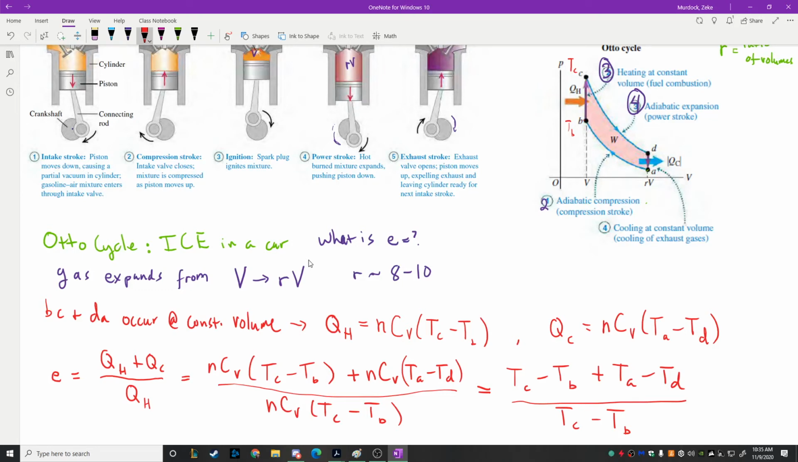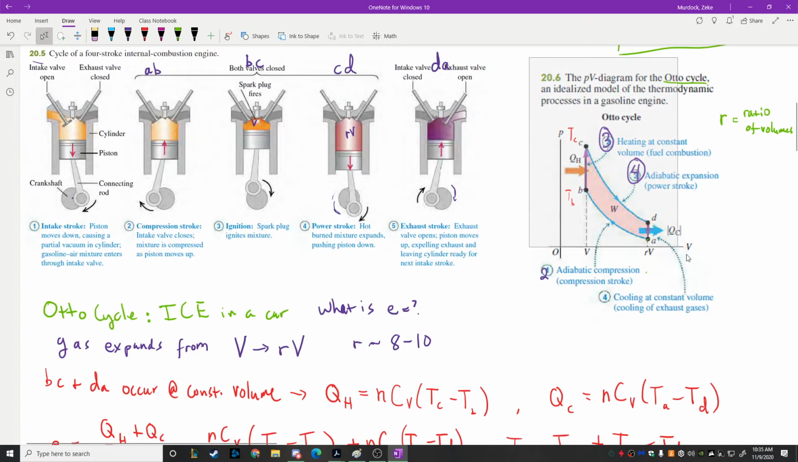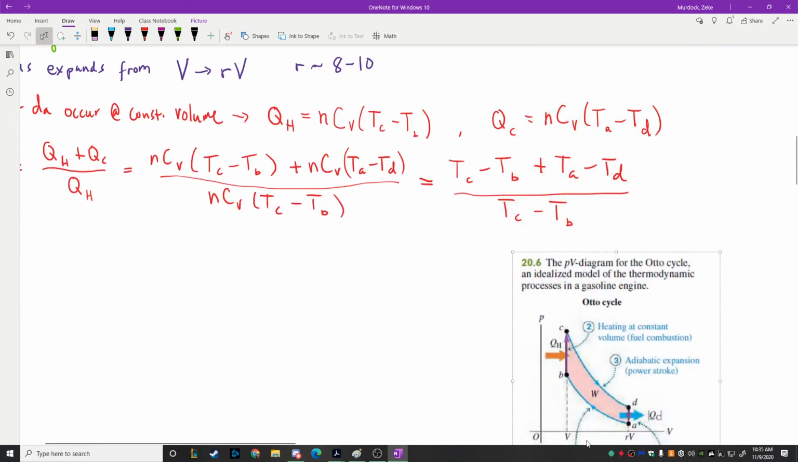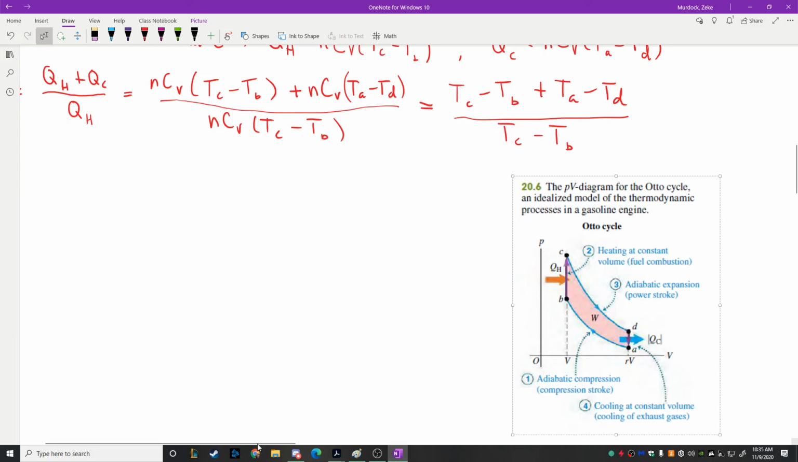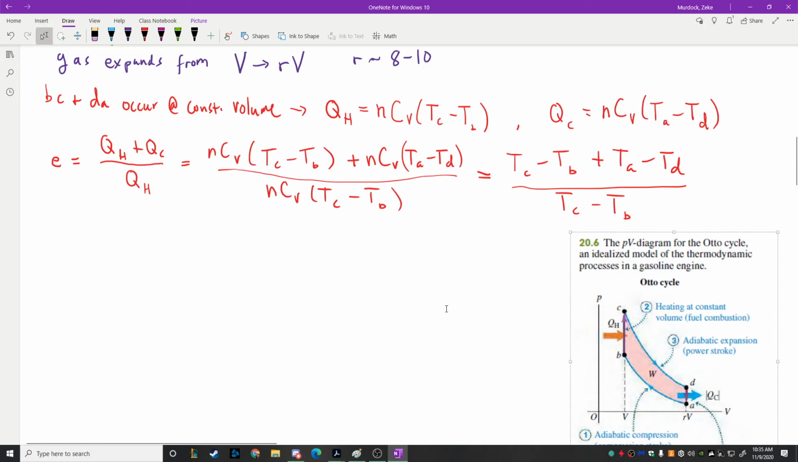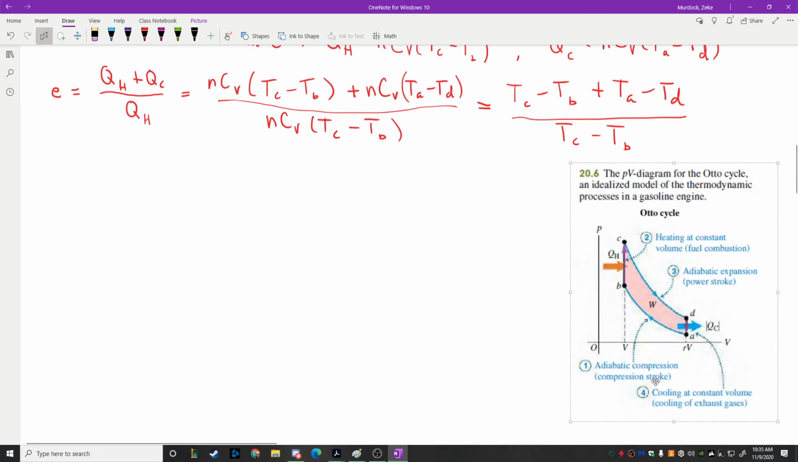Now, we don't know much about these temperatures without actually investigating a specific engine. So what we can do is look at the other two processes here. Let me move this down. We're just going to have to pull this down without keeping our little pictures there. So now let's look at the other two processes. The other two processes are from A to B and from C to D. These are adiabatic processes, right? Adiabatic compression stroke and adiabatic expansion power stroke.